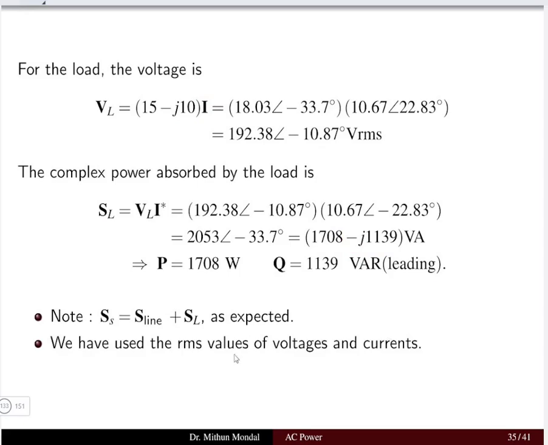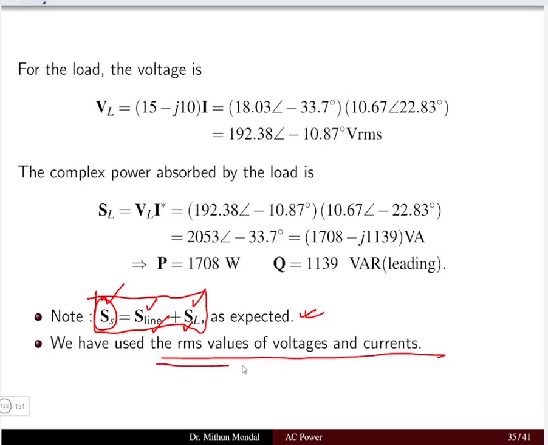Now, what you can note down here is that conservation of power indicates that the source complex power is equal to the sum of the complex power of the line plus the complex power of the load. So if we add the line power and the load power, we will get the complex power of the source. This is in accordance with the law of conservation of power. Also, we have to note that we always use the RMS value of the voltage and the current. So throughout the AC system, please note that you use the RMS value only to do the calculation.